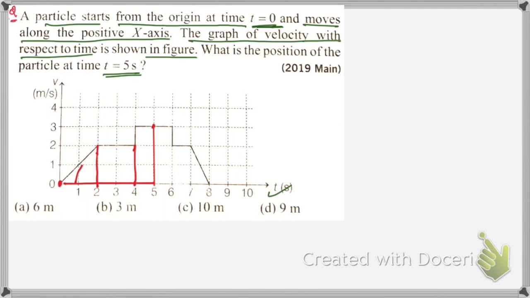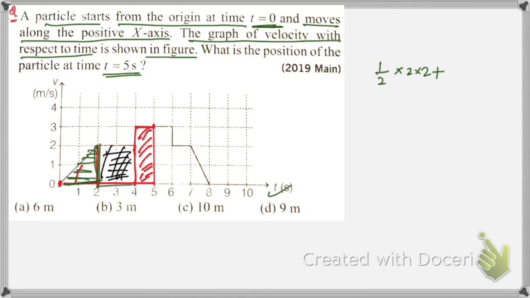Okay, first let us find the area of this triangle, then we're going to find the area of this part, right? Then we are to find the area of this part. Then the sum of all these three will give the displacement. So the area of this triangular part: here the base is 2 and the height is also 2. So the area of this will be half into 2 into 2, then plus.